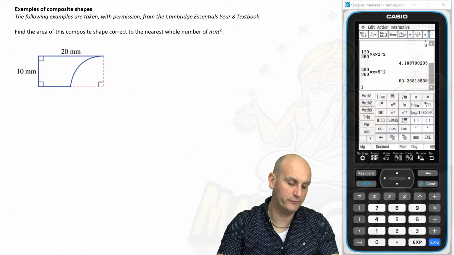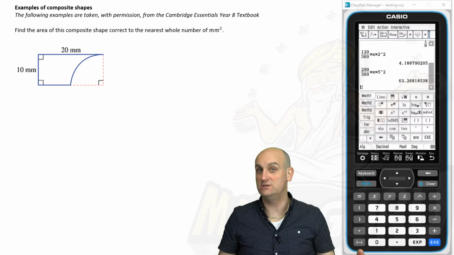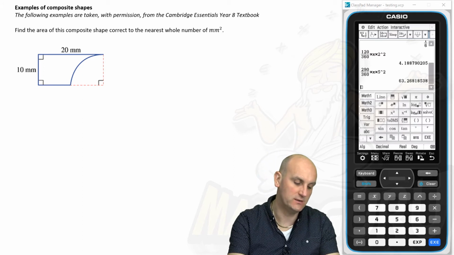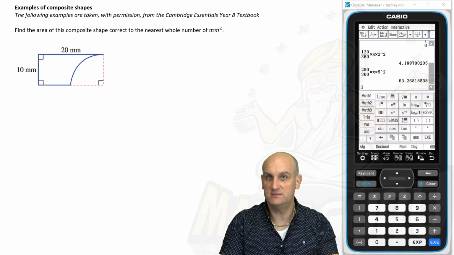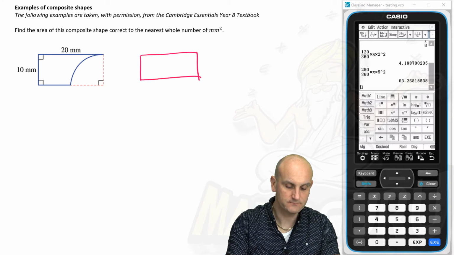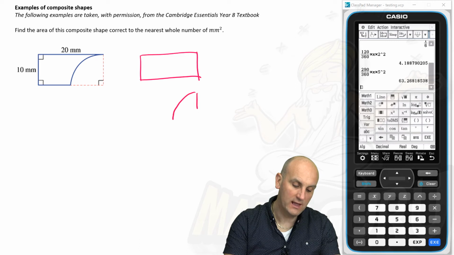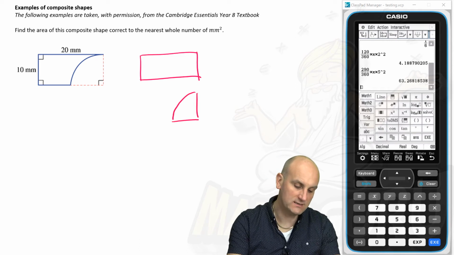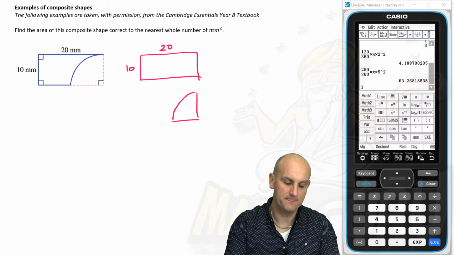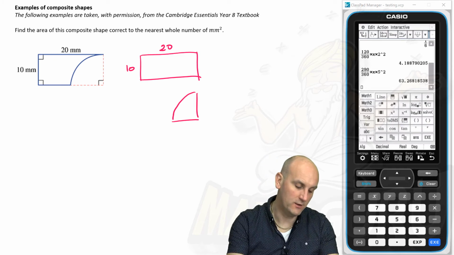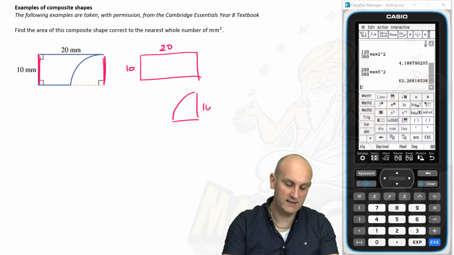And again, as we are wont to do, examples of composite shapes. What's a composite shape? Well, that's where shapes are either put together or subtracted from each other. Can you see the composite shape here? Well, I can. First things first, we have a rectangle, and then we seem to have a quarter of a circle, but they've tried to be sneaky here. Whereas I know that this rectangle is 10 by 20, can you find the radius of this circle? Hopefully you realize that 10 millimeters is actually the radius of that circle as well.